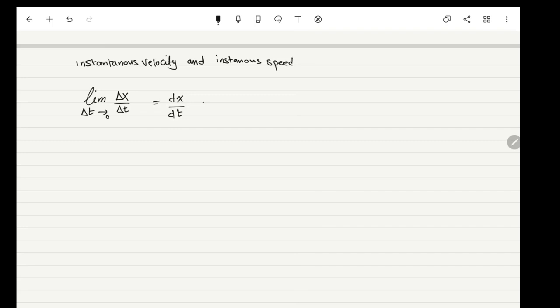But the instantaneous speed is actually the magnitude of the instantaneous velocity. So s here, instantaneous speed, is equal to not this one, s here is equal to the magnitude of v x.